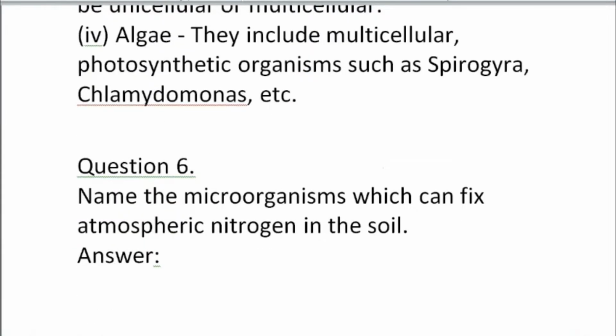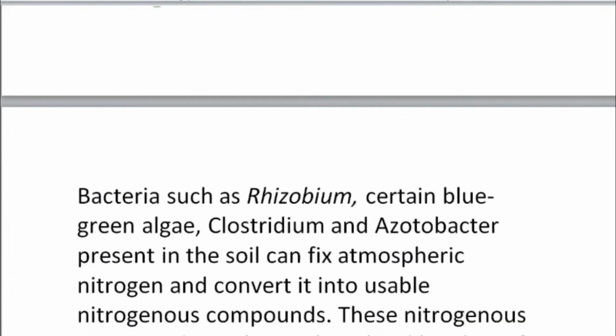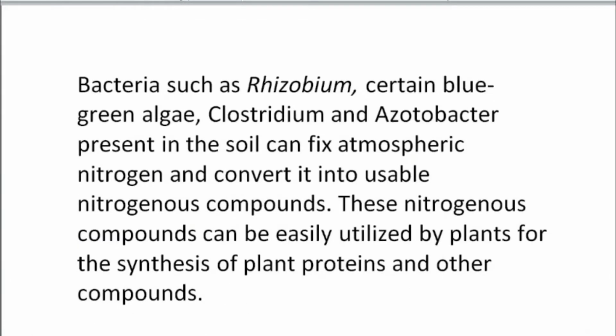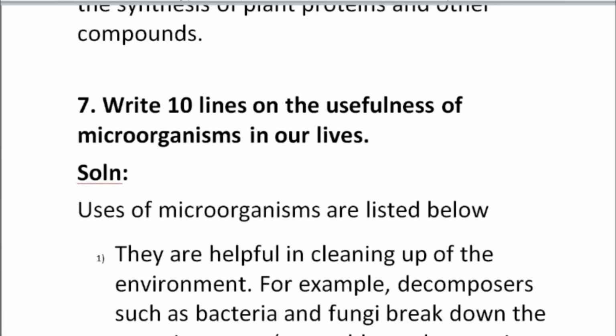Question 6. Name the microorganisms which can fix atmospheric nitrogen in the soil. Answer. Bacteria such as Rhizobium, certain blue-green algae, Clostridium, and Azotobacter present in the soil can fix atmospheric nitrogen and convert it into usable nitrogenous compounds. These nitrogenous compounds can be easily utilized by plants for the synthesis of plant proteins and other compounds. 7. Write 10 lines on the usefulness of microorganisms in our lives.